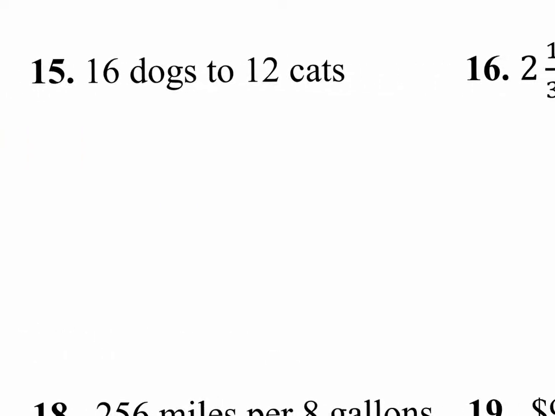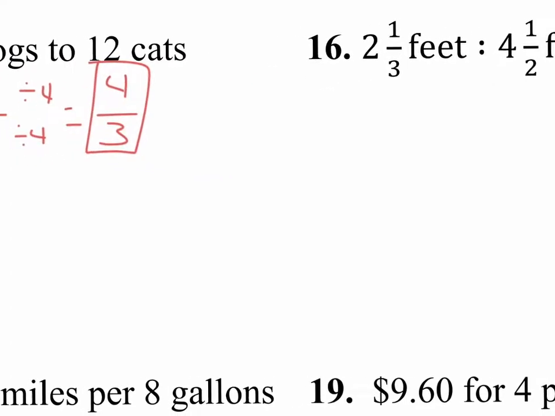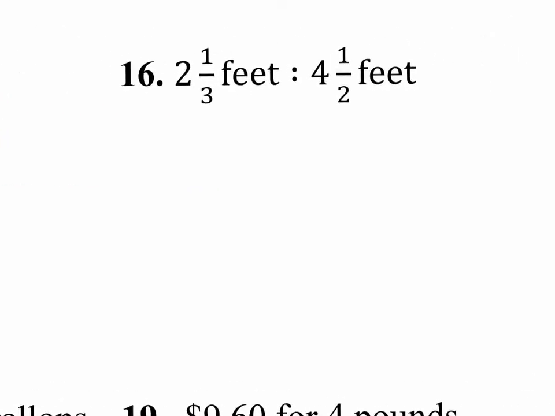Keep on going. So 16 dogs to 12 cats, and then we have to reduce it. So what goes into 16 and into 12? 4. So let's divide by 4. Divide by 4. We get 4 over 3. There is my answer as a ratio, 4 to 3. So for every 4 dogs, there are 3 cats.